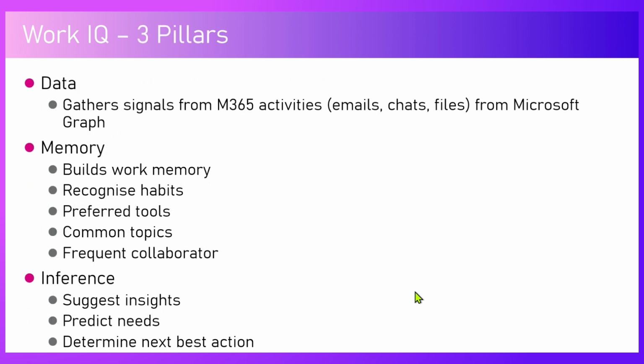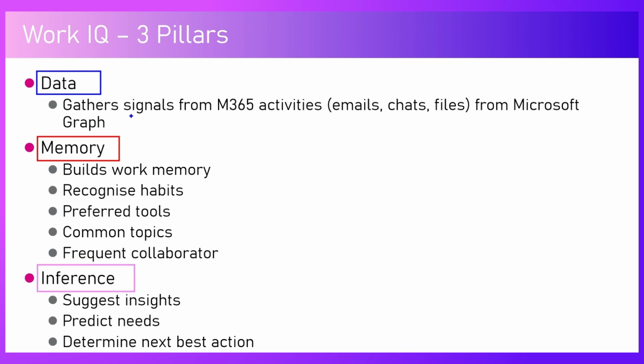Now, what are the three different pillars within Work IQ? The first one is data. That's important, because it all starts from here. Then we have memory, and then we have inference.